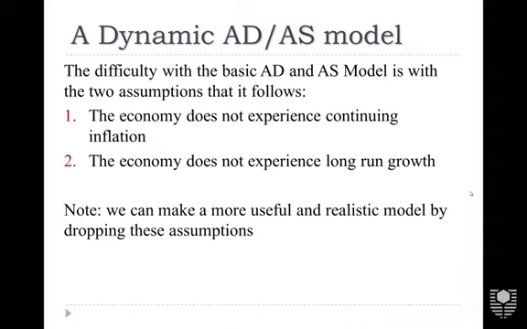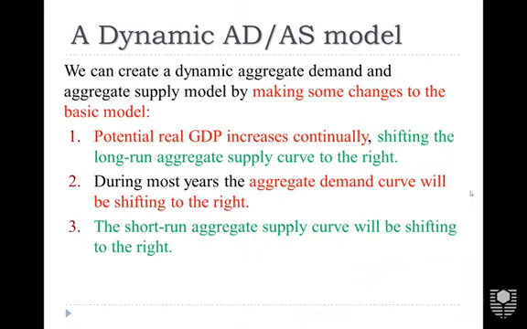So if we get rid of these two assumptions and frame a new model, by violating these two assumptions, that would be known as the dynamic aggregate demand and aggregate supply model. I'll show you how that works. Basically, we make some changes to our basic model. For example, we assume that the potential real GDP increases continuously. That means the long-run aggregate supply curve also shifts towards the right continuously.